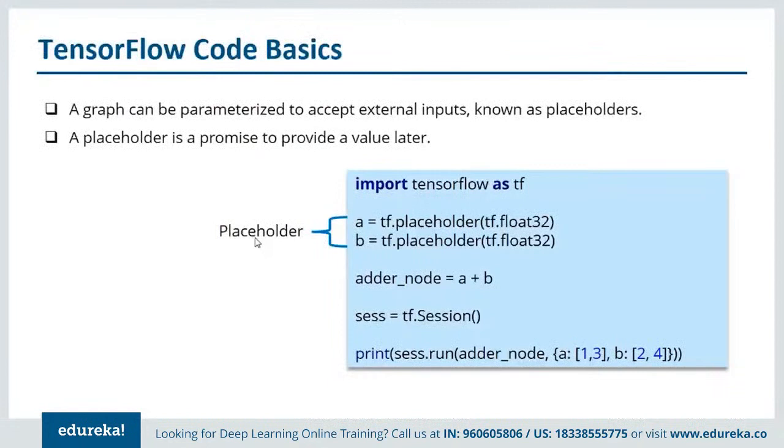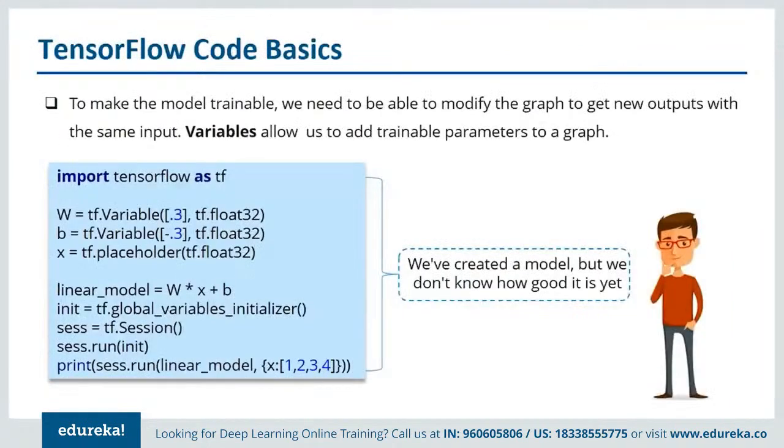Now it's time to understand what variables are. Basically, in deep learning, we typically want a model that can take arbitrary inputs. Now, in order to make the model trainable, we need to be able to modify the graph to get new outputs with the same input. And what helps us to do that? Variables basically allow us to add trainable parameters to our graph.